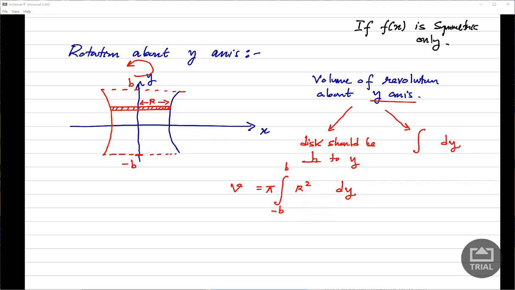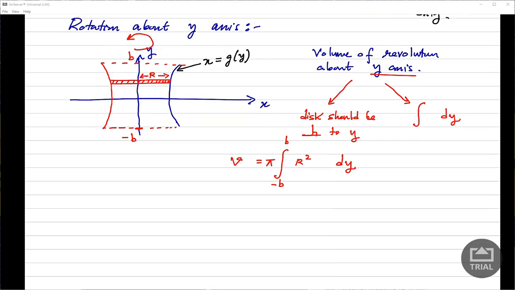Right? So in that case, this equation should be given as a function of Y. If it is given as a function of Y, that should be X, X is equal to G(Y). So then you can have pi ∫ from -B to B of G(Y) squared dY. And that is your volume of revolution about the Y-axis.